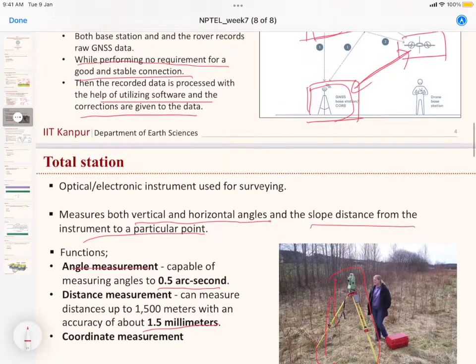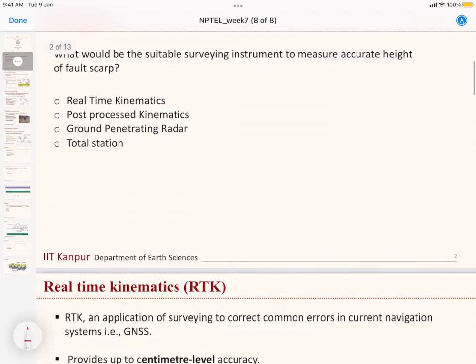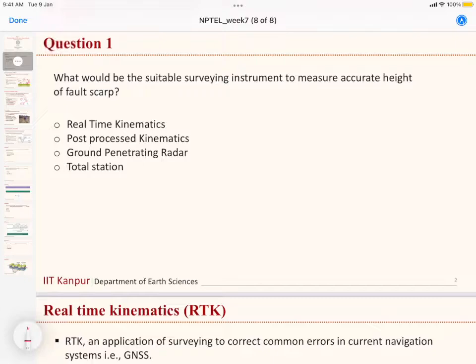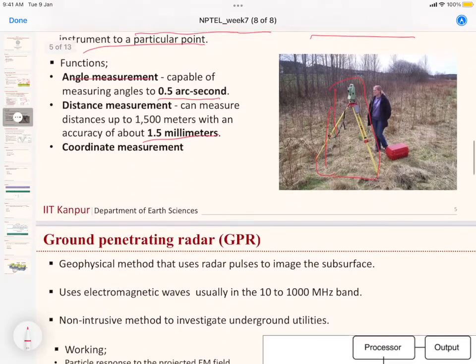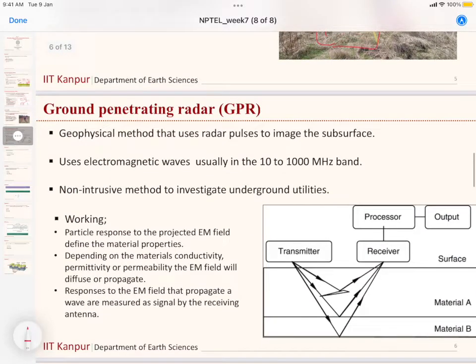Now you must remember that we also have a fourth option. Before answering, I would like to discuss all the options. So far I have discussed real-time kinematics, PPK and total station. Now let's discuss ground penetrating radar, in short called GPR. It is a geophysical method. Unlike the three methods before, which were surveying methods, it is a geophysical method.